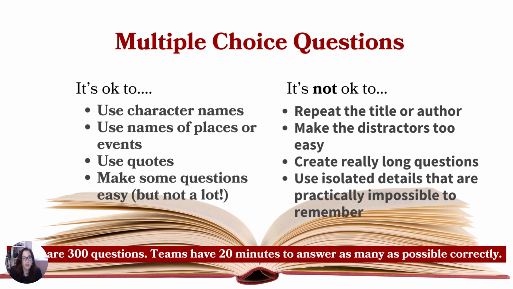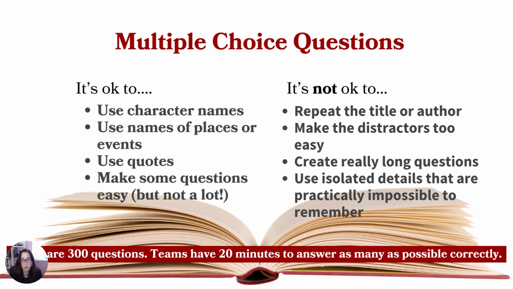For your multiple choice questions, it's okay to use character names. It's okay to use names of places or events. It's okay to use quotes. And it's okay to make some questions easy, but not too many. It's not okay to repeat the title or author. That is going to be at the top of the page when the students are taking the online Battle of the Books quiz. It's not okay to make the distractors too easy.